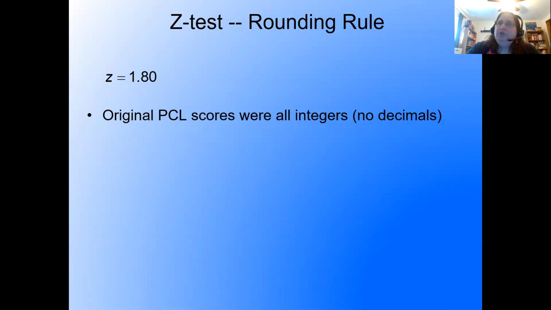What does that mean for you in the rounding rule? Well, if there were no numbers beyond the decimal point, in other words, we had numbers like 36 and 28 and 42 and what have you, no decimals, then our final answer will have one decimal. I see I have two numbers beyond the decimal point here, the 8 and the 0. I only need one, so I'll round to 1, and I will get z equals 1.8.